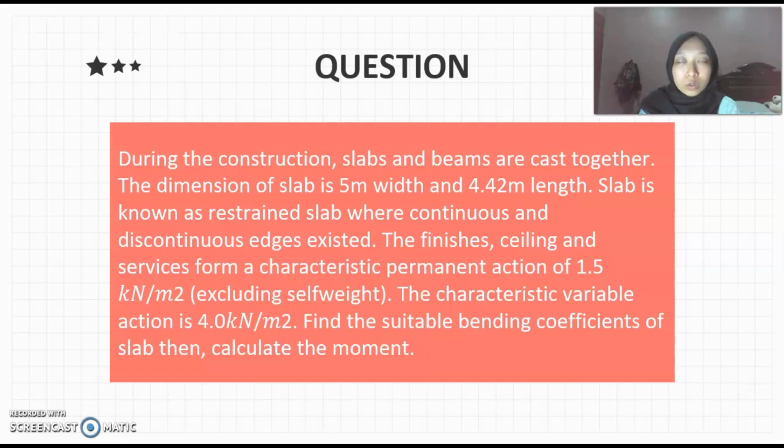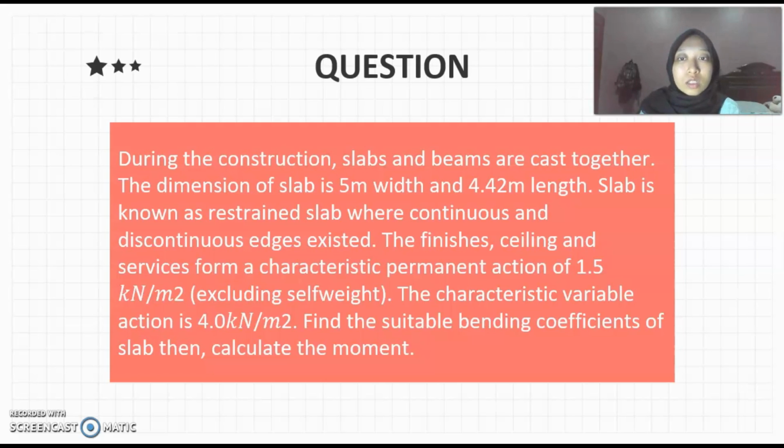Assalamualaikum warahmatullahi wabarakatuh. My name is Nurul Nasrantasha and I will present the question and fill the table. For the question, during the construction, slab and beam are cast together. So the dimension of slab is 5 meter width and 4.42 meter length.